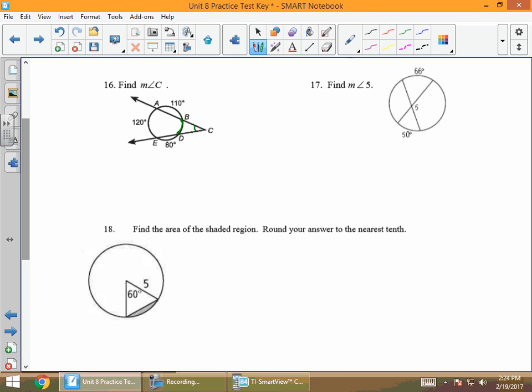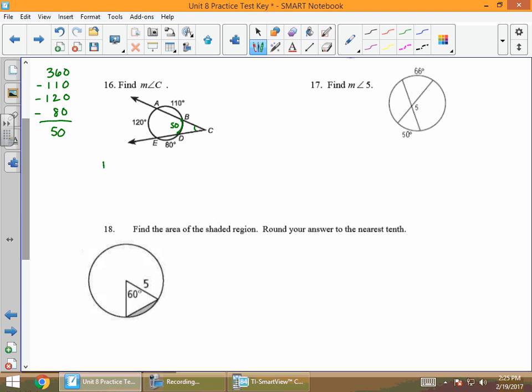I can see that I have arc from B to A is 110, A to E is 120, E to D is 80. So this is whatever is left out of that circle. So I'm going to take 360, and I'll subtract 110, I'll subtract 120, and I'll subtract 80. And that'll tell me my arc. And after I do all that, that is 50. So this arc here is 50 degrees.